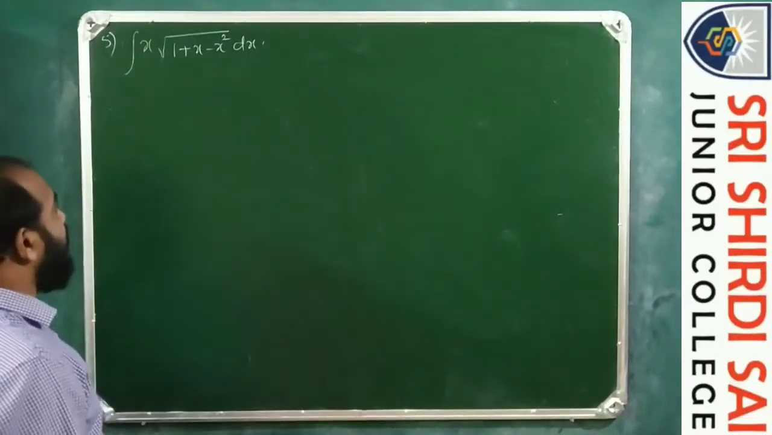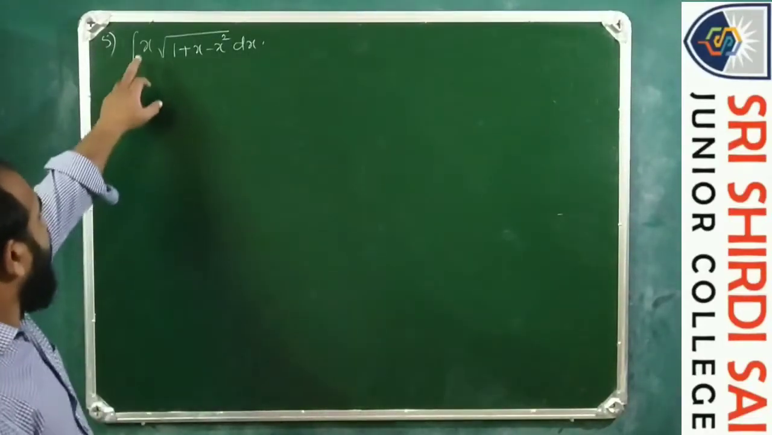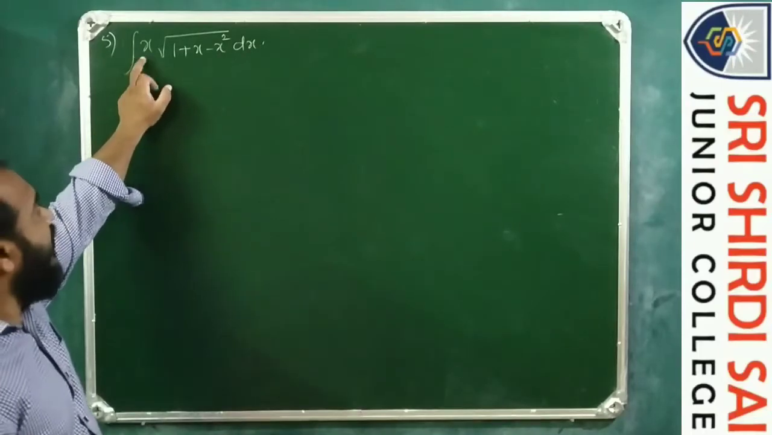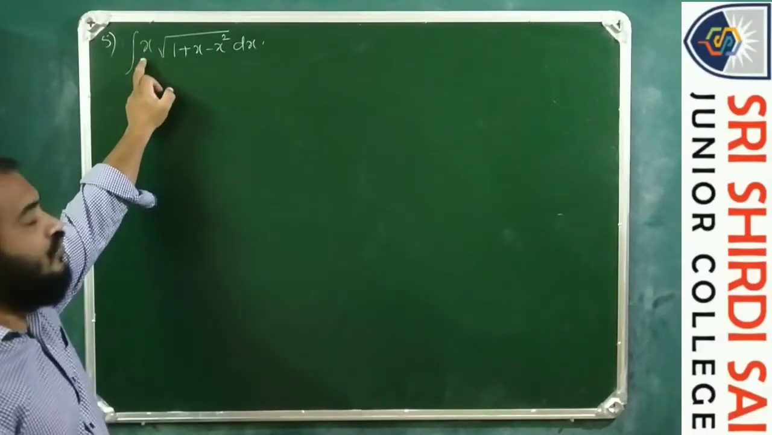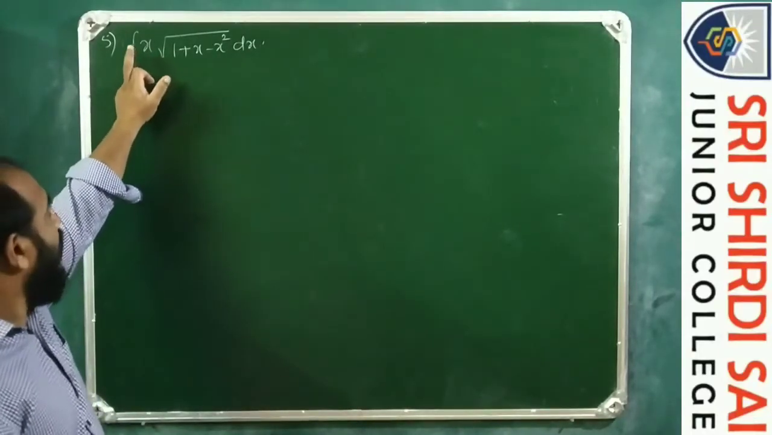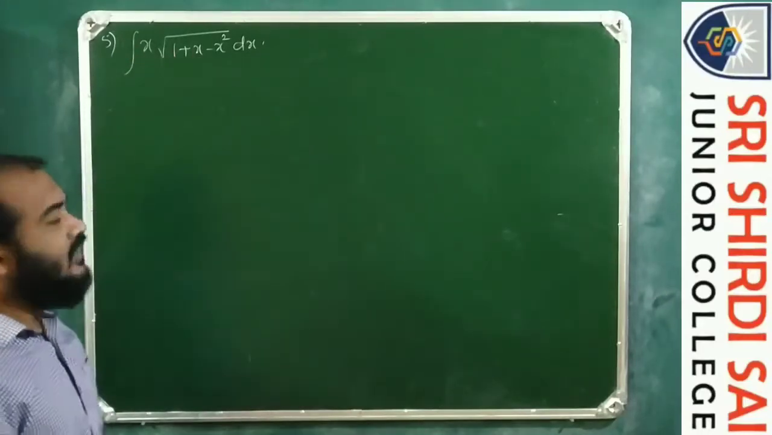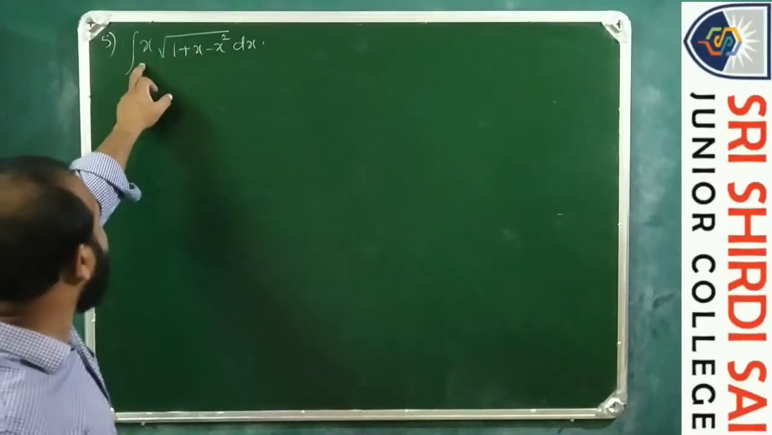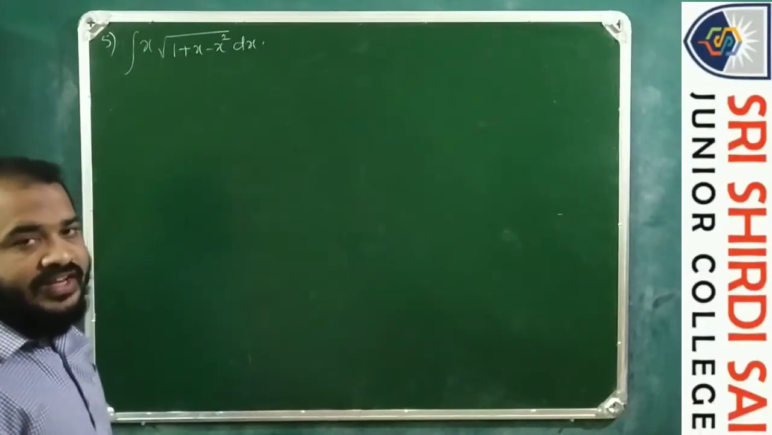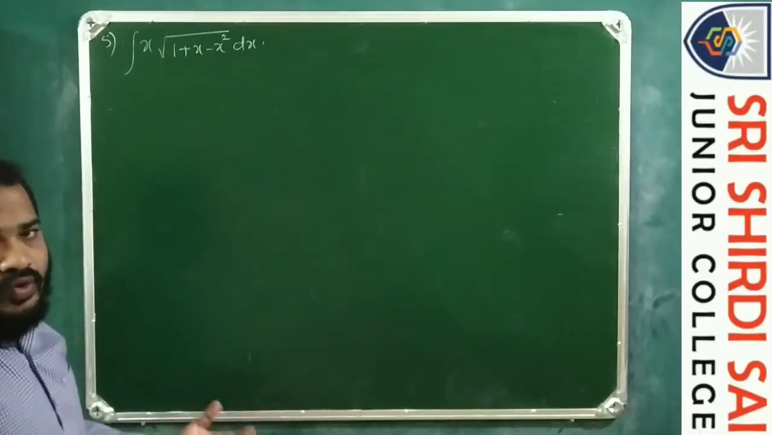Next, integral x root 1 plus x minus x square dx. Here x is of the form ax plus b, that is 1x plus 0, so this is a linear expression. And 1 plus x minus x square is a quadratic expression. So with a linear and a quadratic expression, linear equals a into d by dx of quadratic plus b.